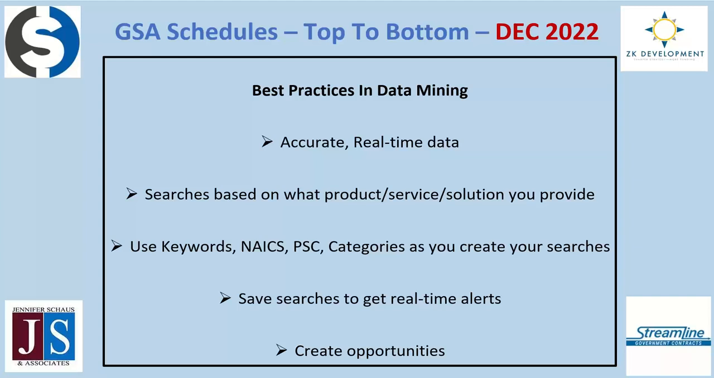The last thing you want is old data that's not current. I'm always going to tell clients to do searches based on your core competency, on the products or the solution that you provide. I also feel that using keywords and other filters, whether we look at NAICS or PSC or even GSA's categories, as you create your searches, will give you more clarity and visibility and transparency on whether you actually need a schedule or not. And then, of course, save your searches, create searches, and use that. Use your searches to get alerts.